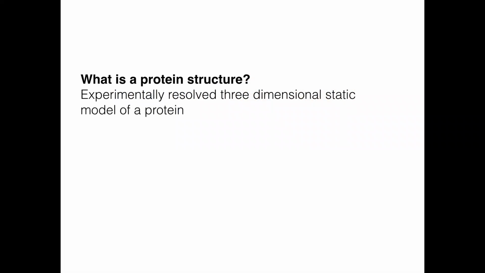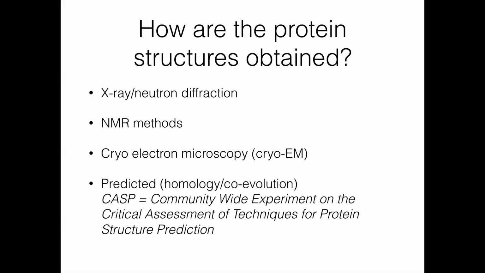So how is a protein structure made? The structures that we can work with are obtained by one of different methods. The most common is X-ray structure, where a crystal is made and the structure is solved. Neutron diffraction is also coming up, and we have other methods like NMR or cryo-EM.